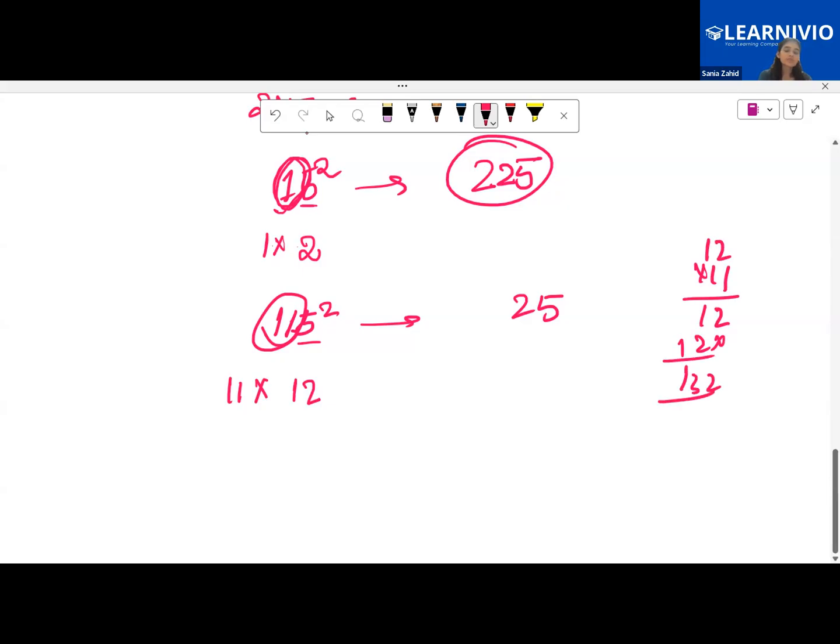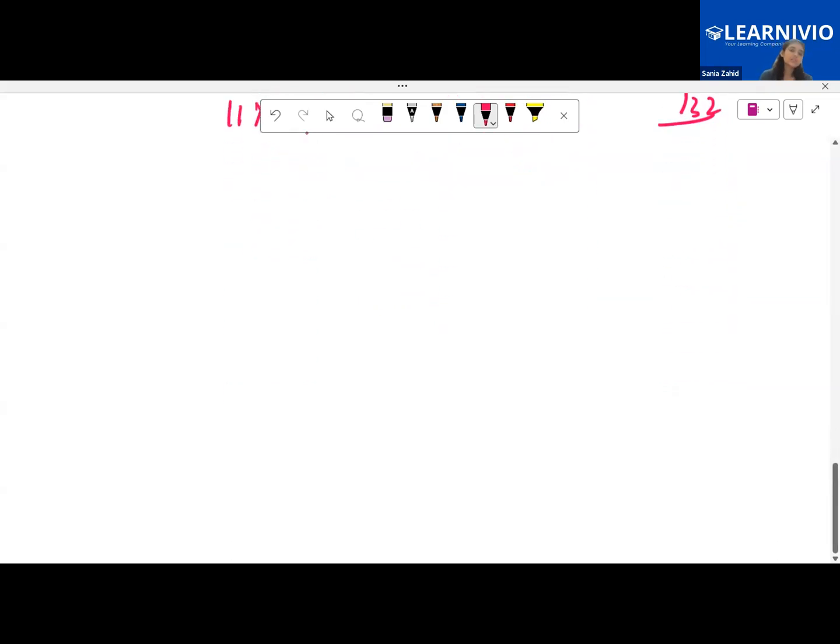132. So you'll write 132 over here. Fine. Okay. So the square of 115 is 13225. Clear? Now I'll give you various questions and you have to use this method only. You do not have to directly multiply. You have to use this method. Find 15 square, 95 square.